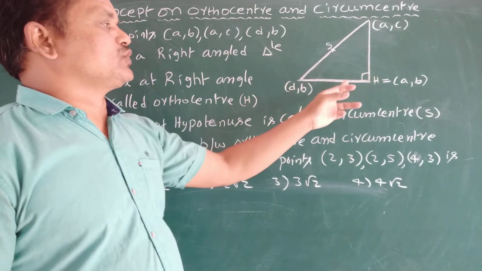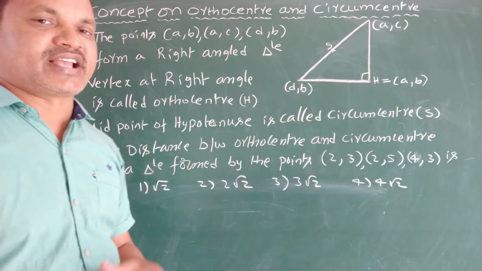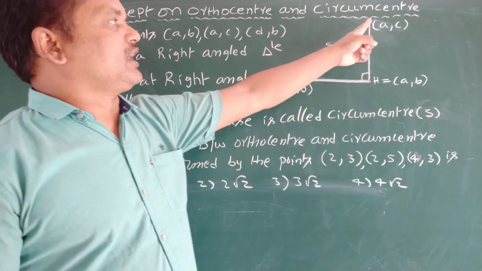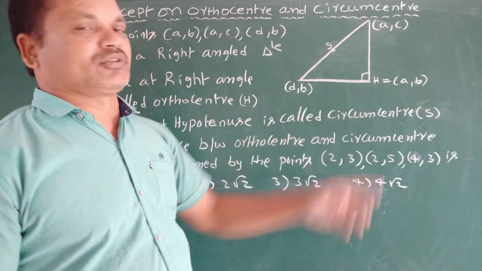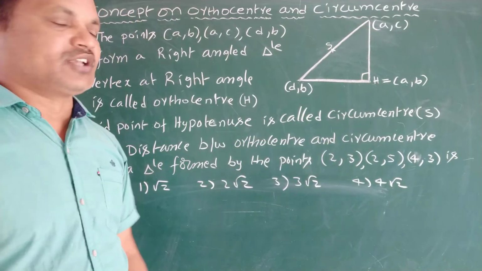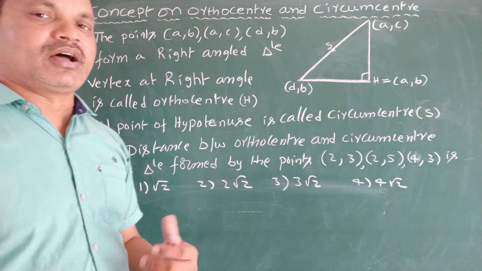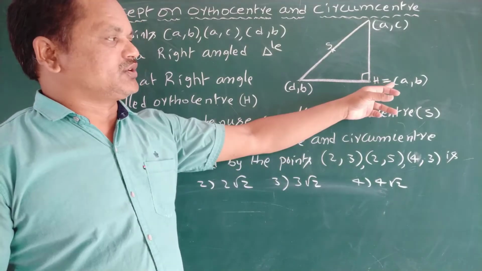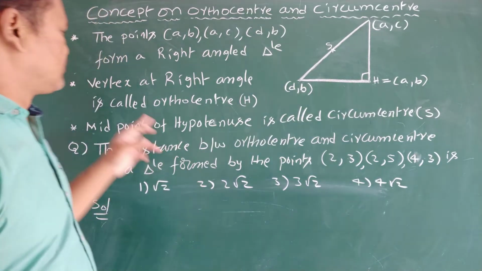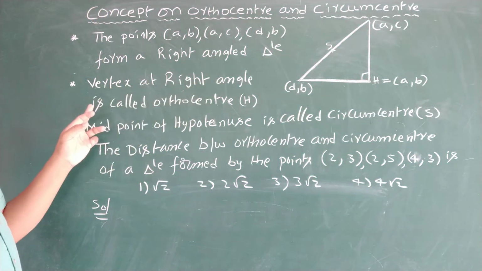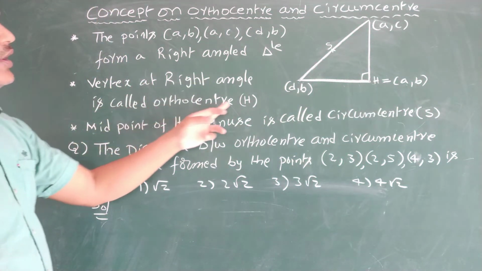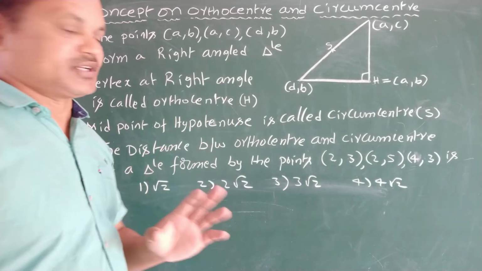Since these two are altitudes, according to the definition of the altitude, a line passing through the vertex and perpendicular to the opposite side is called an altitude. So that's why here two altitudes are there. Their point of intersection is the orthocenter, that is (a, b). That's why the vertex at the right angle, the vertex at the right angle, is called the orthocenter. It is denoted by H.